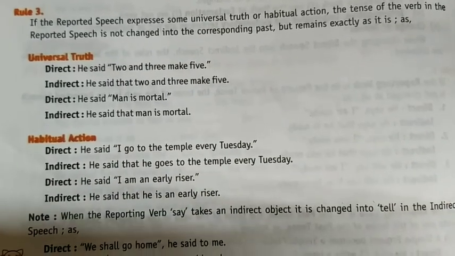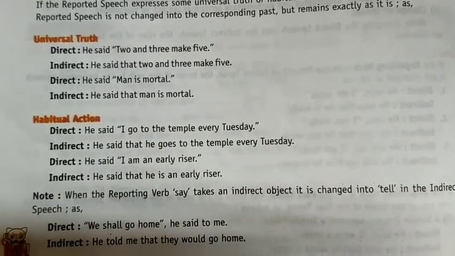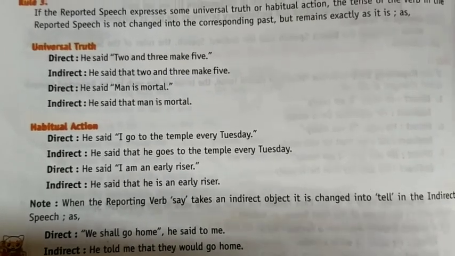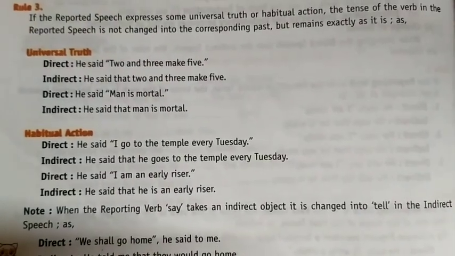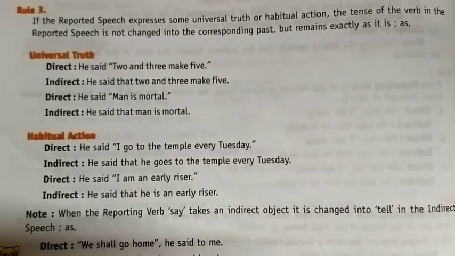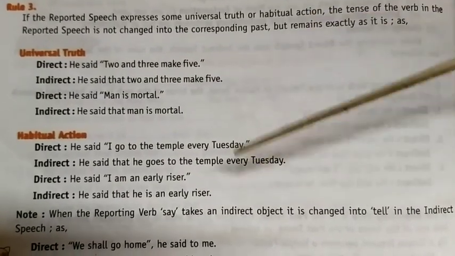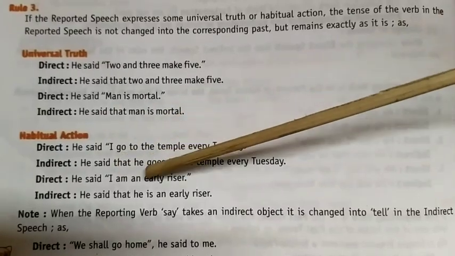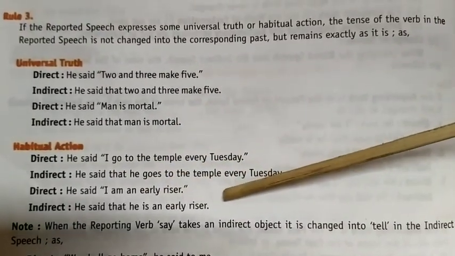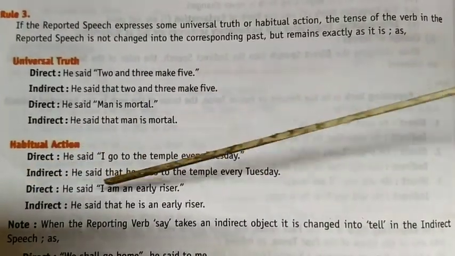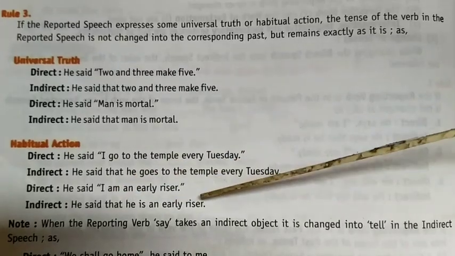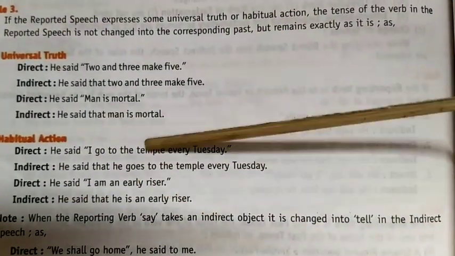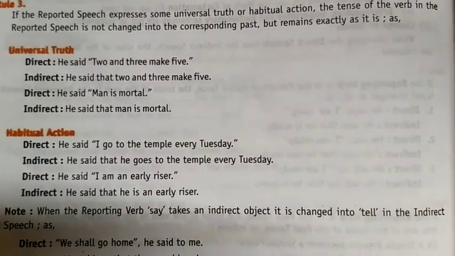Let us see habitual actions. He said, I go to the temple every Tuesday. So it is a habit. So he said that he goes to the temple every Tuesday. Next example, he said I am an early riser. In indirect, he said that he is an early riser. So until this fellow is alive, we have to use the same structure, right?